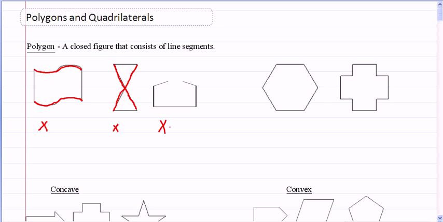And this third figure is not a polygon because it's not a closed figure. These 2 points do not touch. And these last 2 figures fit the definition of a polygon. Both are closed figures that consist of line segments.